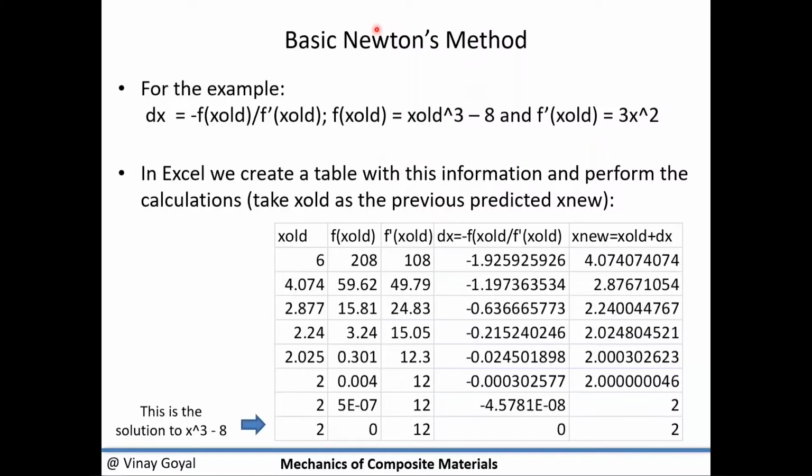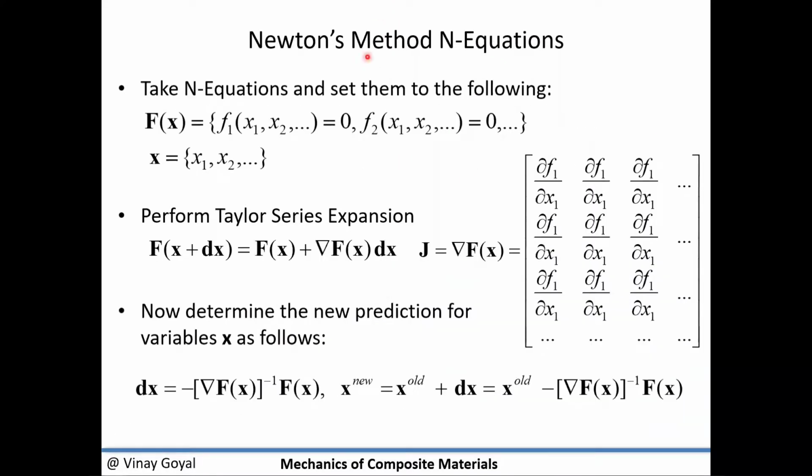I could go now to Newton's method for n equations. I can take n equations that I may have, and I have n design variables. It could be nonlinear in nature. And the idea is how to do this in an automatic, numerical way.